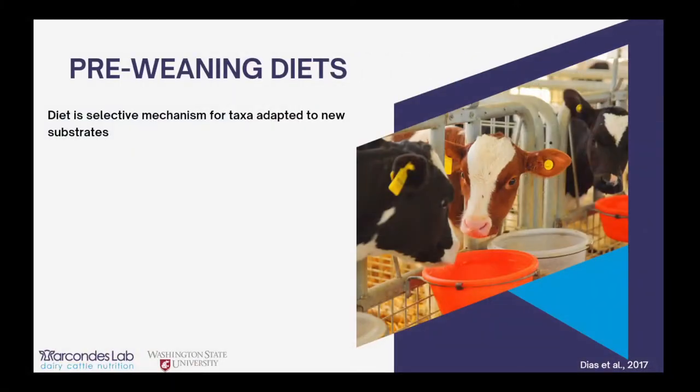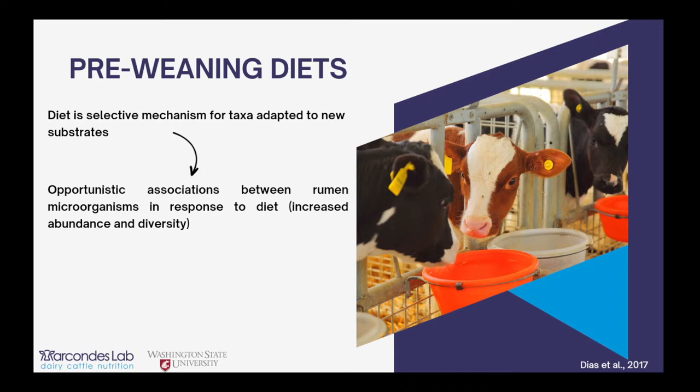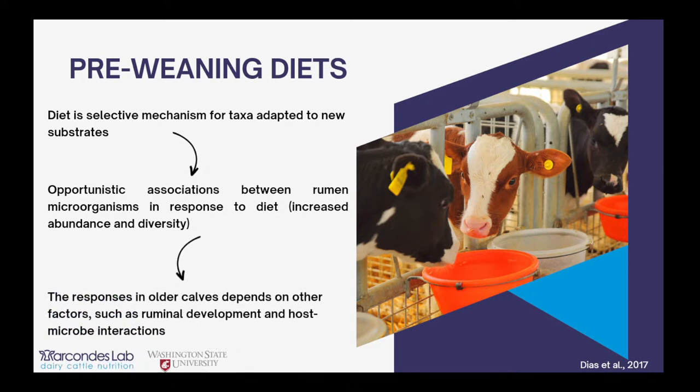There's a lot of talk about what we can do with calves. The industry has a bunch of additives that we can feed those calves. As I mentioned in the beginning of my presentation, there's a lot of freeze-dried rumen, and companies are even isolating some rumen bacteria, and then you can feed those animals with this isolated rumen bacteria. A lot of prebiotics, probiotics, essential oils. We believe that this will shift the rumen microbiota. So there might be some opportunistic association between rumen microbiota in response to diet, mostly increasing abundance and diversity.